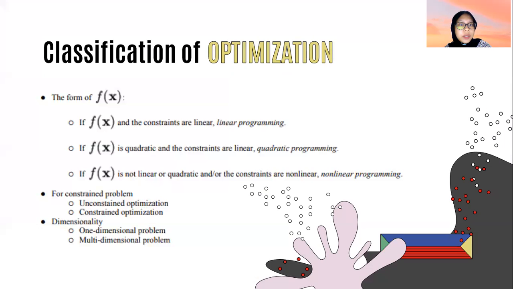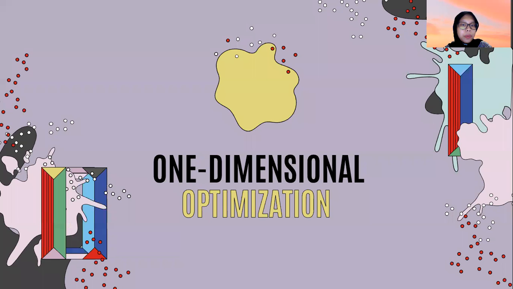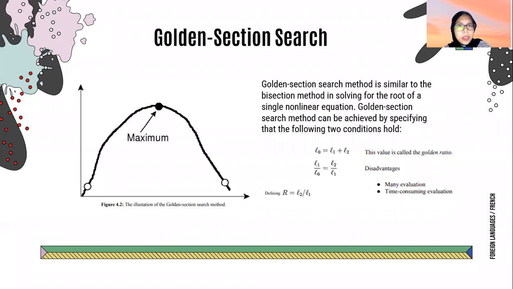Optimization can also be classified by the form of function x, its constraint problem, and also dimensionality. In this video, we will be focusing on the dimensionality. So first, we're going to talk about one-dimensional optimization.